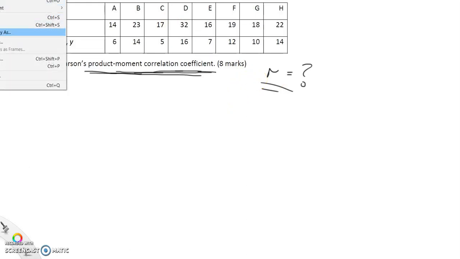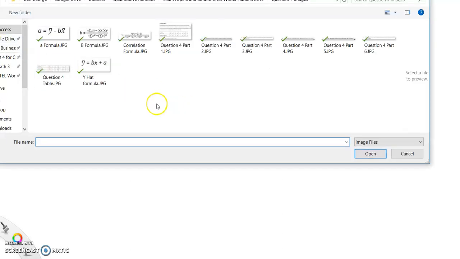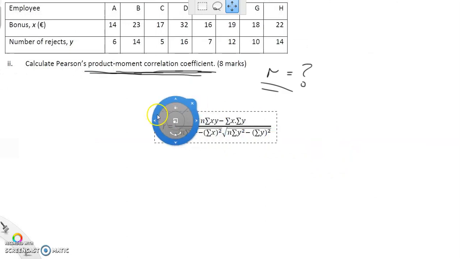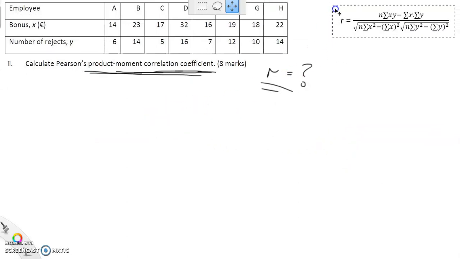So I'm going to dig out the formula now. Where is it? There. Okay. And let's stick it up in the corner here. So that's our formula. So now we need to get a little bit organized with this table. What do we need for the formula?